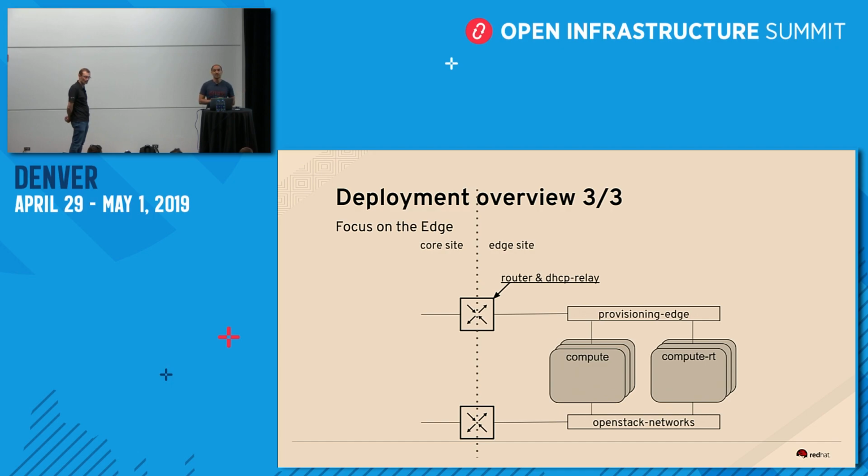If we focus a bit more on what we can deploy on the edge site, we have the regular compute nodes, but for other use cases such as 5G, we need real-time compute. So that's another kind of role that we will be able to deploy on the edge. About workloads, we're running VMs, but also Kubernetes in VMs.